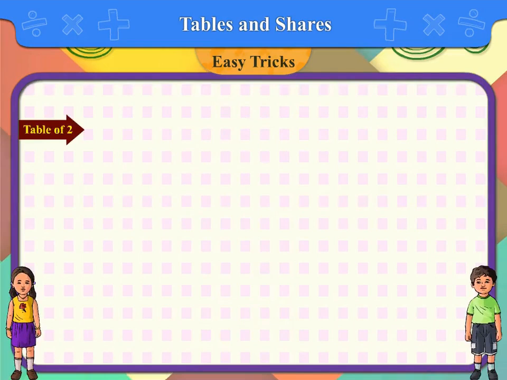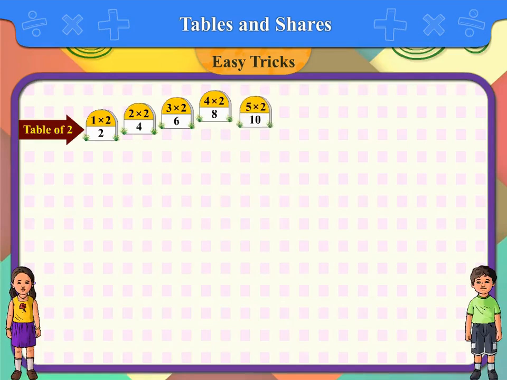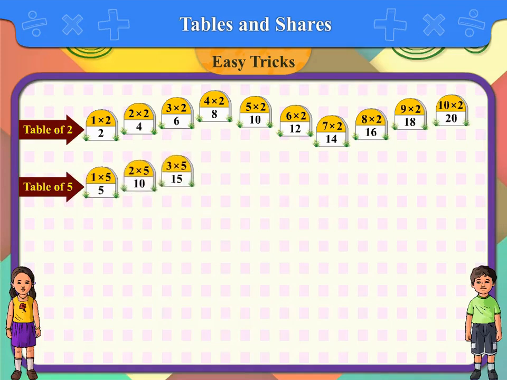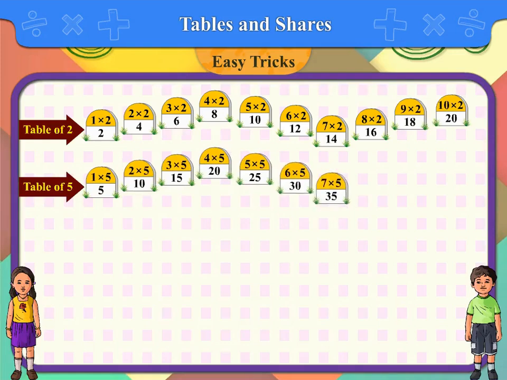The table of 2 is 1 2s are 2, 2 2s are 4, 3 2s are 6, 4 2s are 8, 5 2s are 10, 6 2s are 12, 7 2s are 14, 8 2s are 16, 9 2s are 18, 10 2s are 20, and the table of 5 is 1 5s are 5, 2 5s are 10, 3 5s are 15, 4 5s are 20, 5 5s are 25, 6 5s are 30, 7 5s are 35, 8 5s are 40, 9 5s are 45, 10 5s are 50.